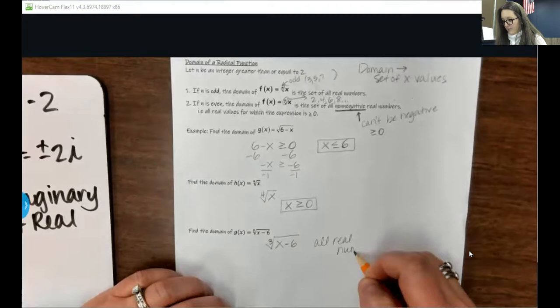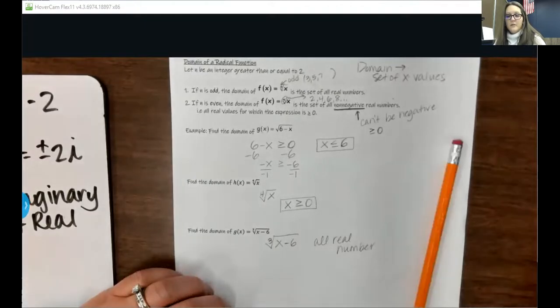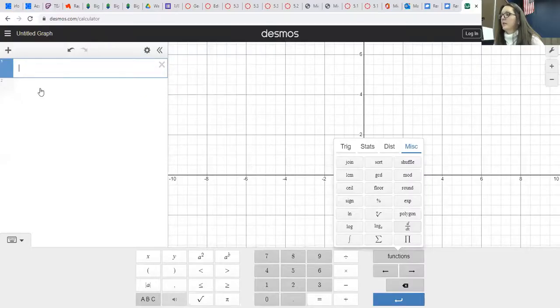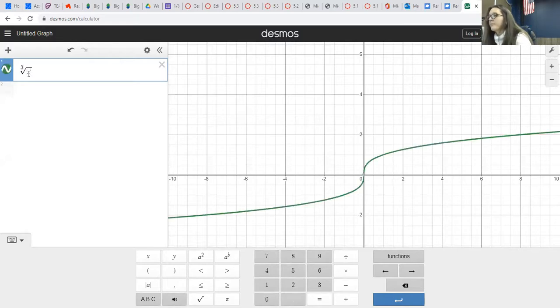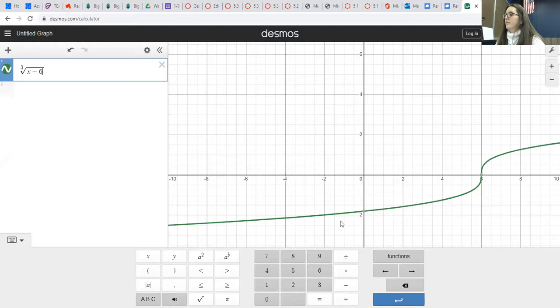So let's look at this on the graph and see if we're correct. Flipping back and forth. All right, let me share it. There we go. Get my functions out. Go to n, so I have the cubed root of x minus 6. Look at that. It is true. It's all real numbers. What happened though? It just moved over, right? Interesting, but it's at +6. So think about that. We have to flip it, right? Okay, so that kind of proves what our domains are as far as radical functions.